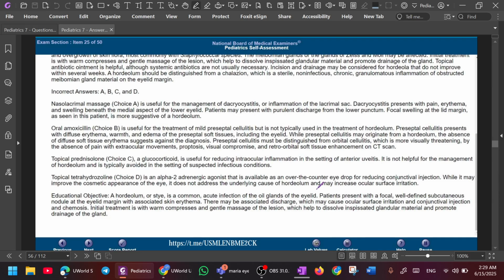A hordeolum should be distinguished from a chalazion, which is a sterile, non-infectious chronic granulomatous inflammation of obstructed meibomian gland material on the eyelid margin. Okay, it is not topical tetrahydrozoline, an alpha-2 adrenergic agonist that is available as an over-the-counter eye drop for reducing conjunctival injection. While it may improve the cosmetic appearance of the eye, it does not address the underlying cause of the hordeolum. It may increase ocular surface irritation.